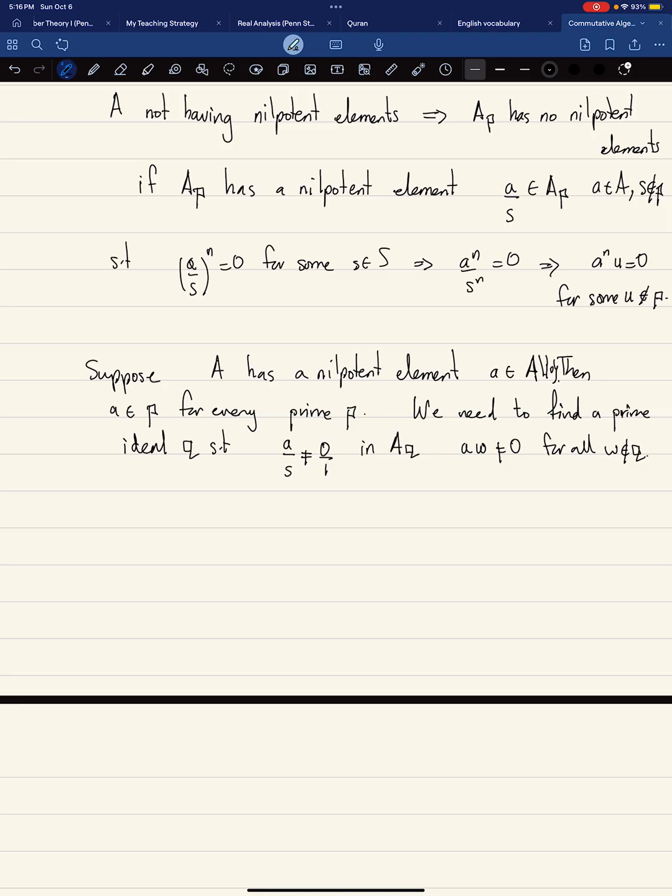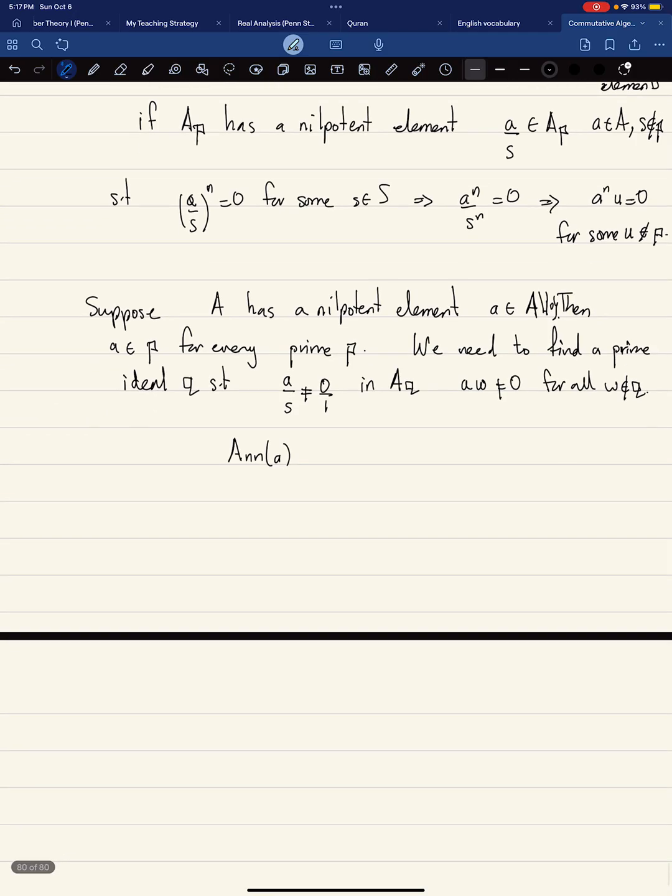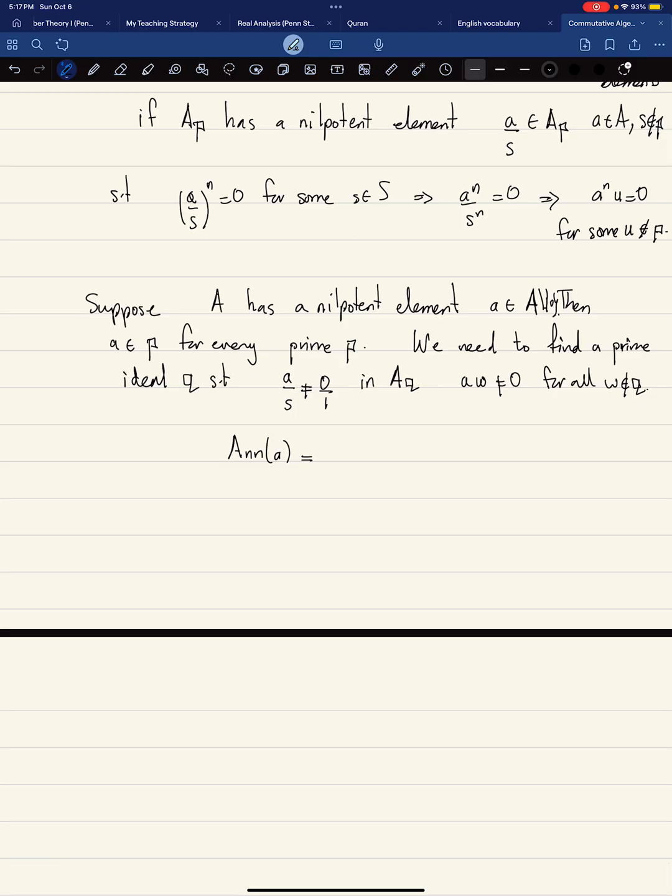I think I know now how to proceed with this. So you take the annihilator of A. I think the proof of this is similar in spirit to the thing that we proved, that being 0 is a local property. So the annihilator of A is the set of all B in A such that BA equals 0.